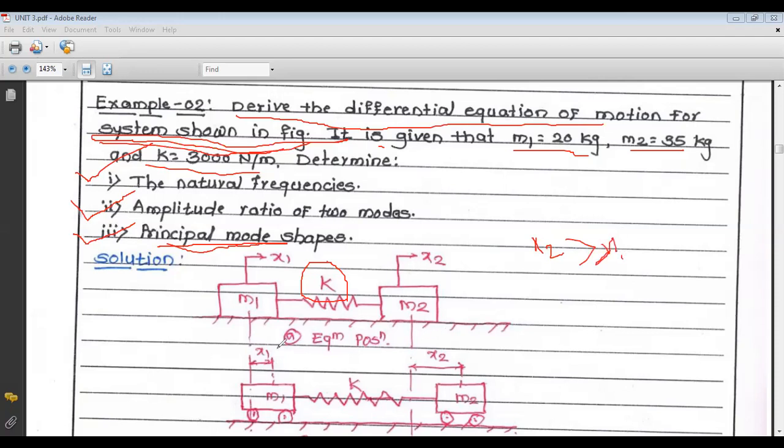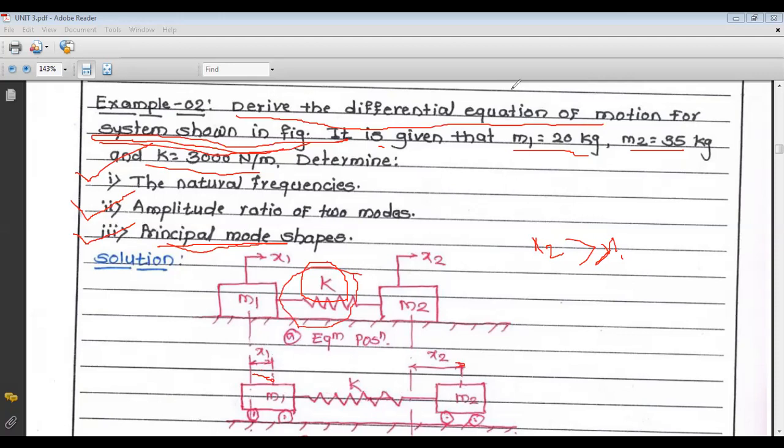So what will happen? So this is x1. So x1 is the displacement. Now this is the original diagram and this is the displaced diagram. So this is my original mean position, and after displacement, x1 will be the displacement on the right hand side also, and x2 is the displacement from mean position to displaced position. This is x2. Because x2 is greater than x1, this spring is in tensile condition.